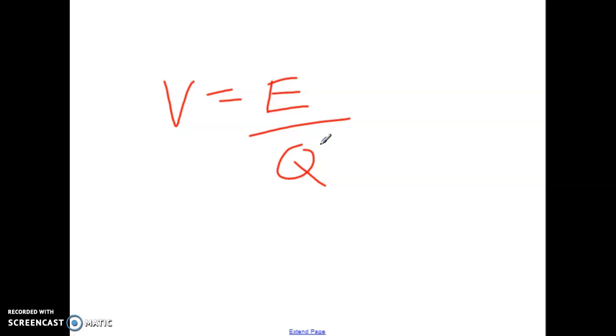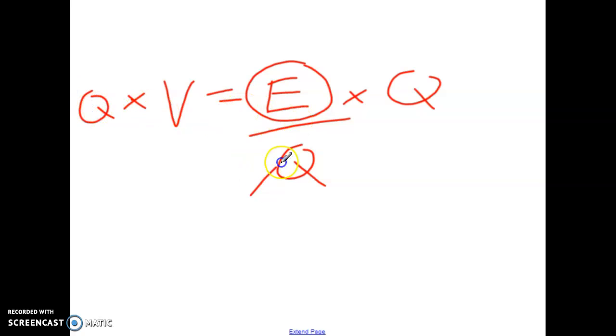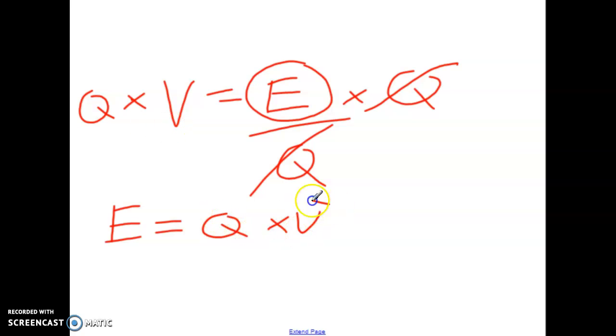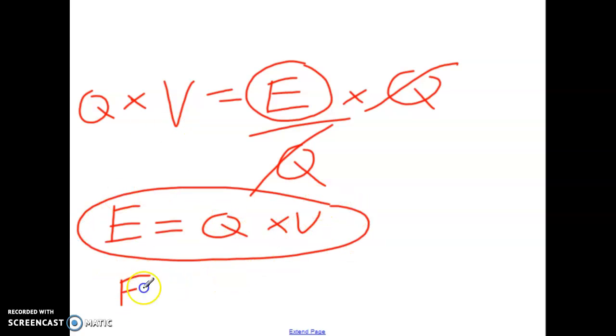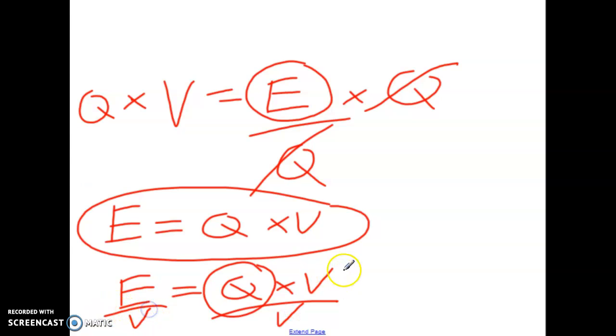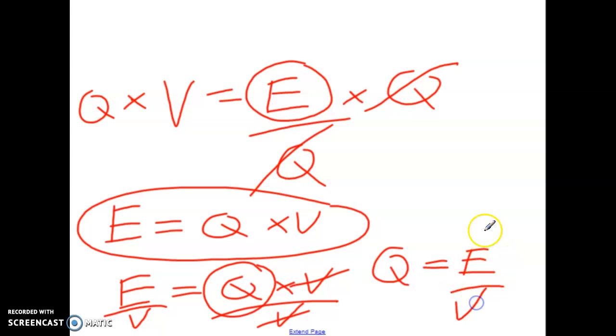If we wanted to isolate for E, you do the opposite function of whatever it's with. So we're going to do times Q, whatever you do to one side, you do to the other. So E would be basically Q times V. If we had to isolate for Q, again, you do the opposite function, so you divide by V on both sides. So Q would be equal to E over V. Again, another 3 variable problem.